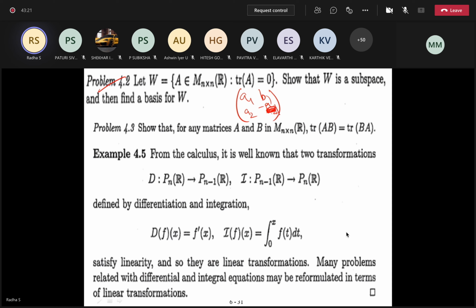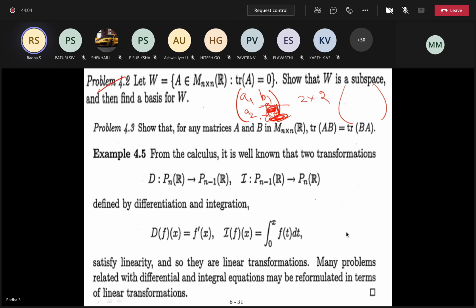Now can you say what will be the dimension of such type of matrices? N into n minus 1? Something is wrong, not n into n minus 1. What is the dimension of this, suppose if this condition is not there? 4. How did you get that? 2 into 2. Same way, if you have a 3 by 3 matrix, it should be 3 into 3. But now I am changing this as minus a1. So one variable I have removed.